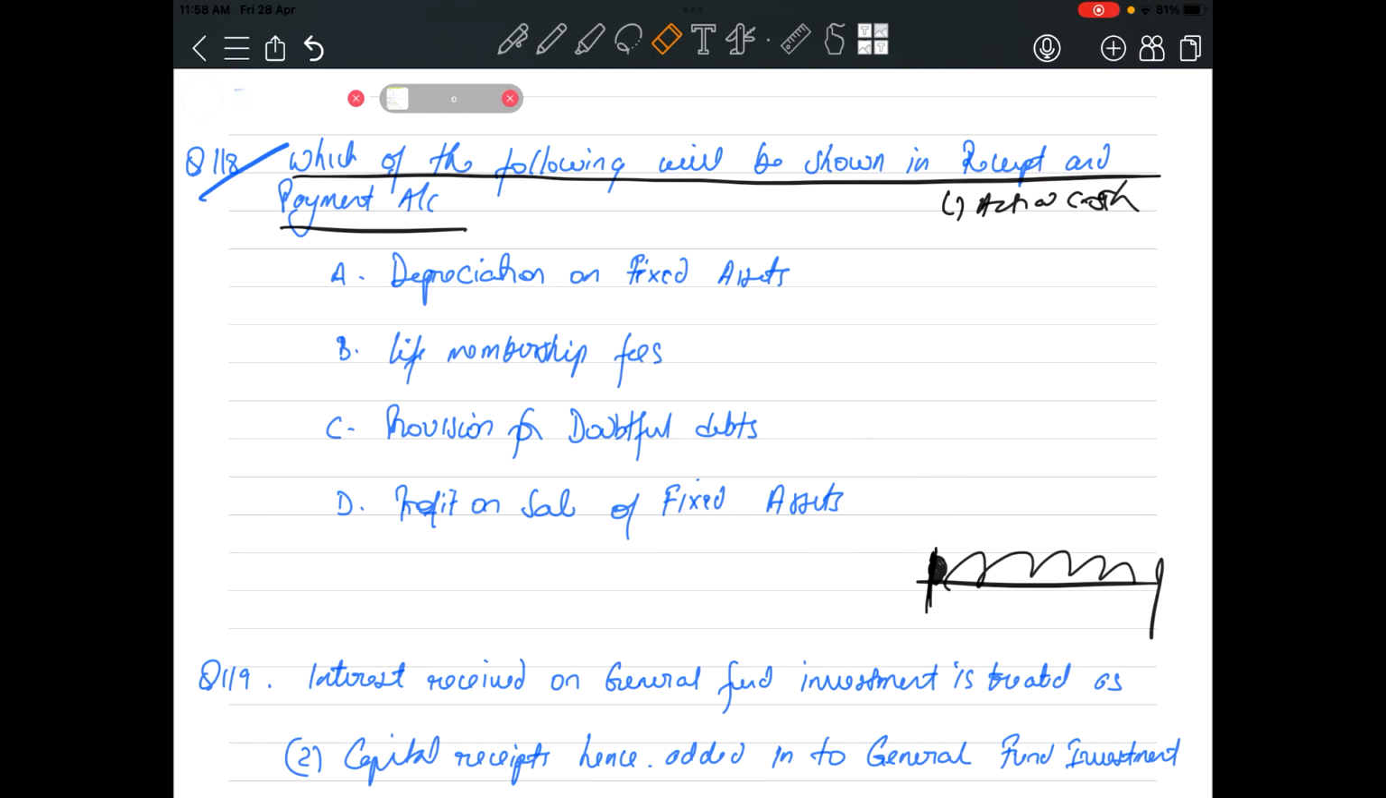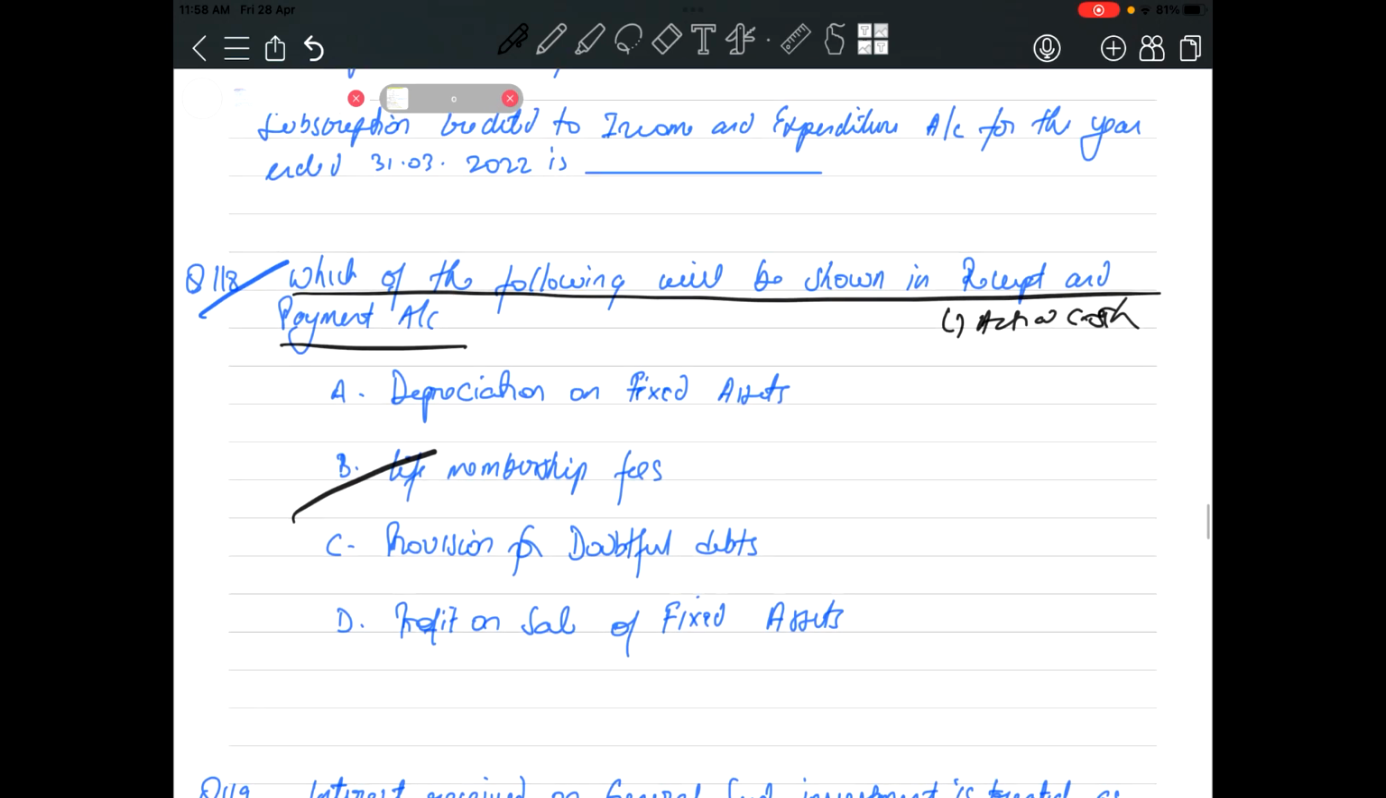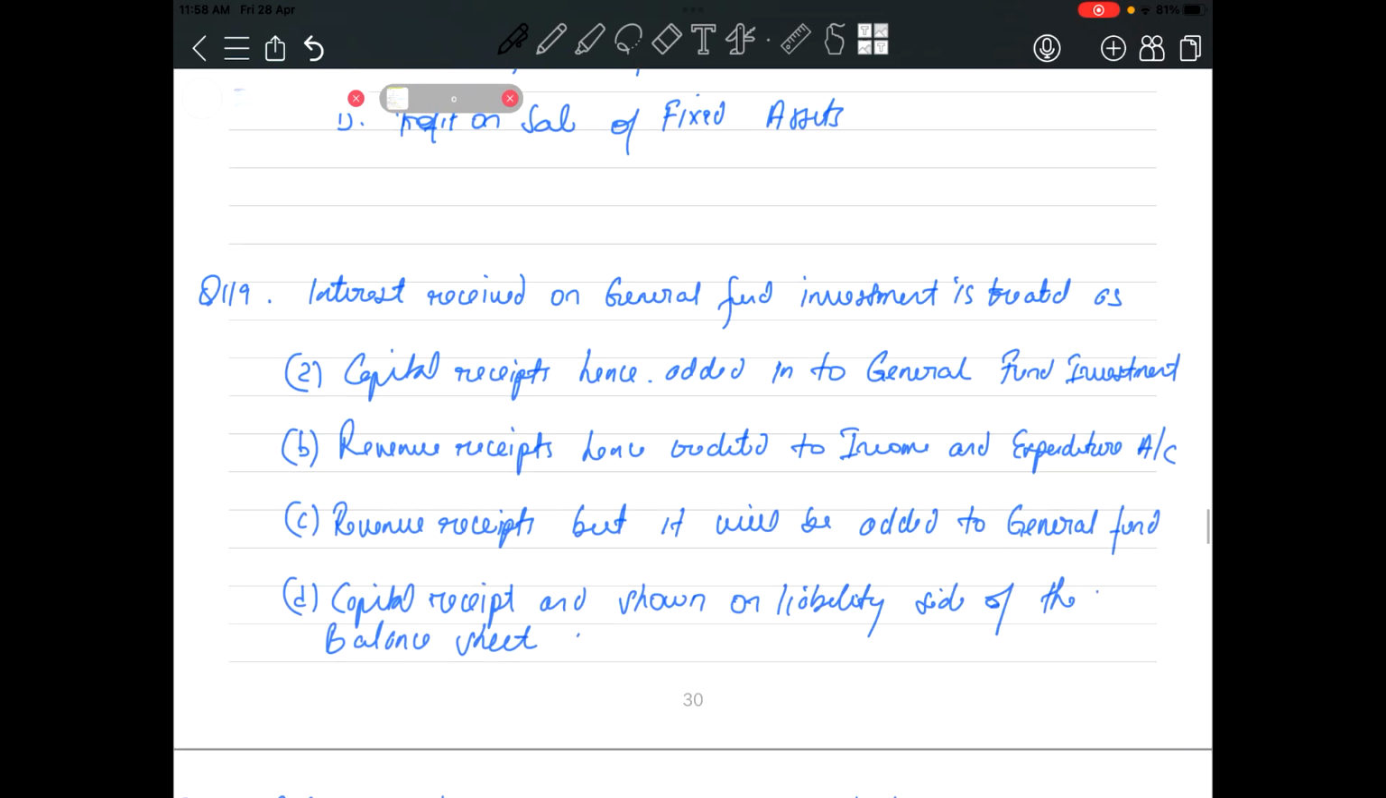So what is the answer for question number 118? Question number 118 is life membership fee. Okay, now come to question number 119. Interest received on general fund investment is treated as?